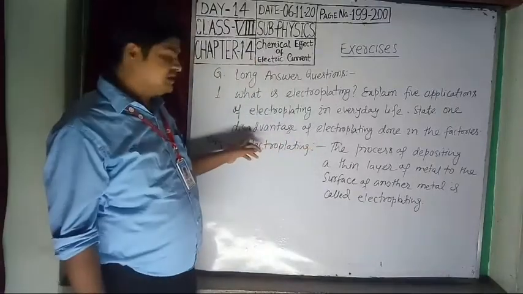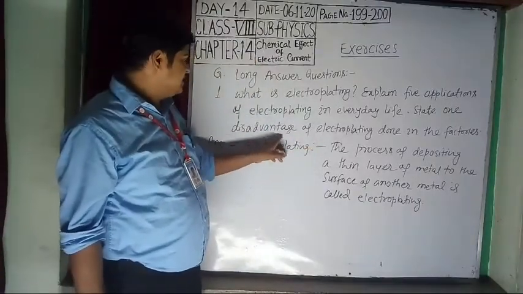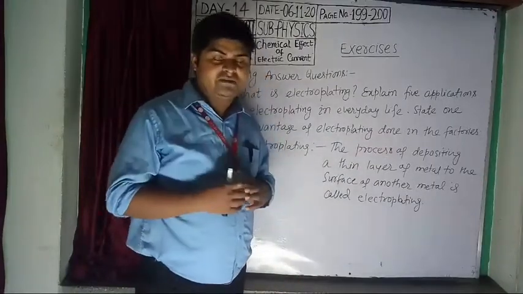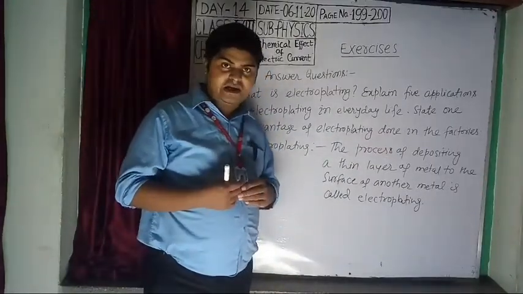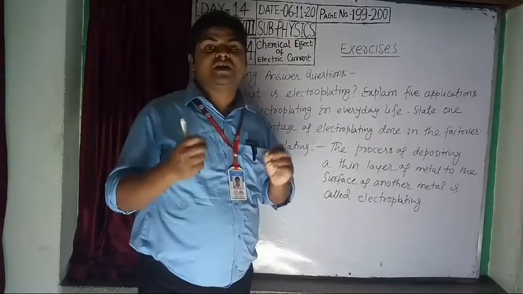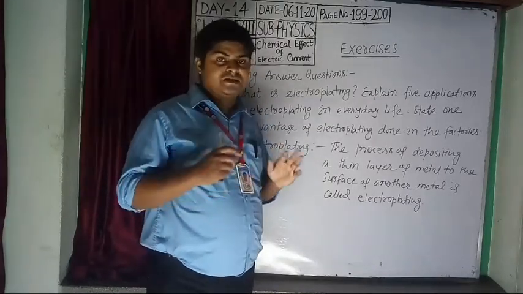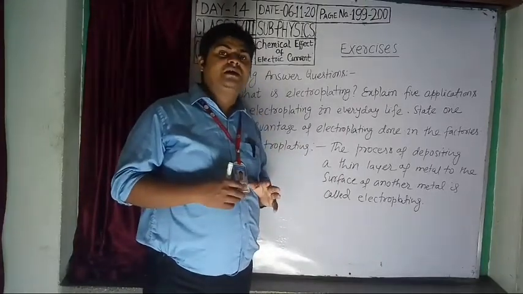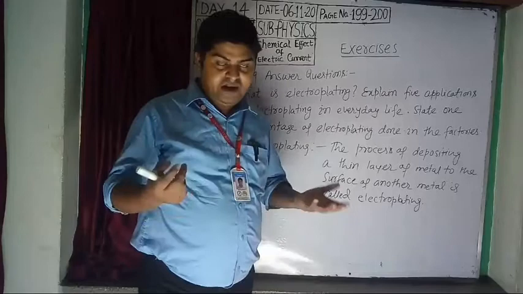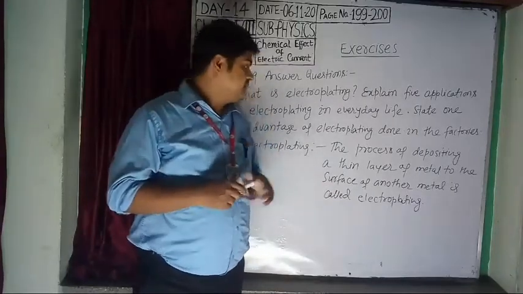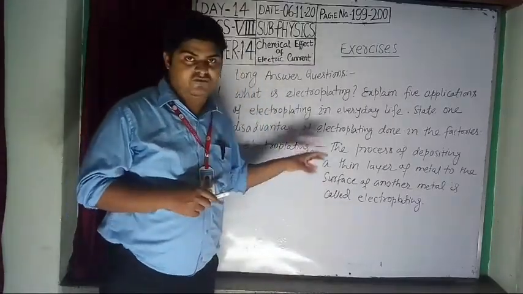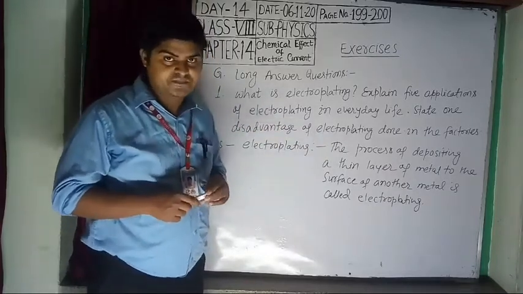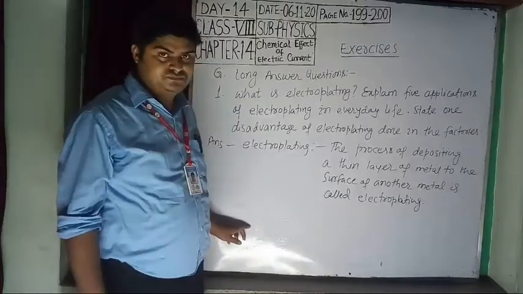And the last part of this question is to state one disadvantage of electroplating done in the factories. There is only one disadvantage of electroplating: it is very costly. It is not done by myself, it is done by companies which can afford it. So this is the disadvantage of electroplating. The electroplating process is very costly. Now let us see question number 2.